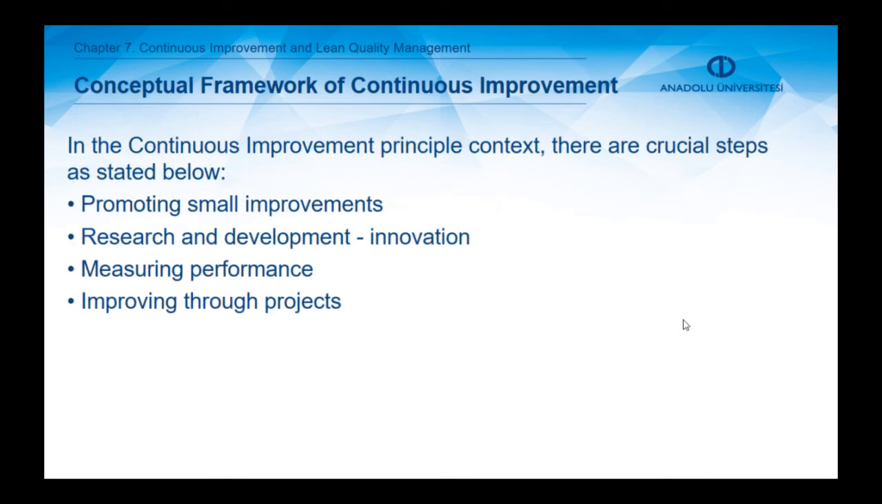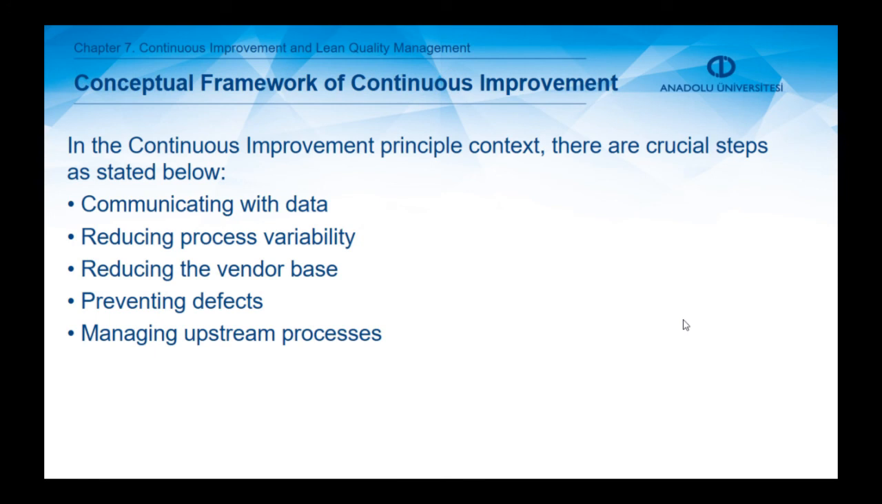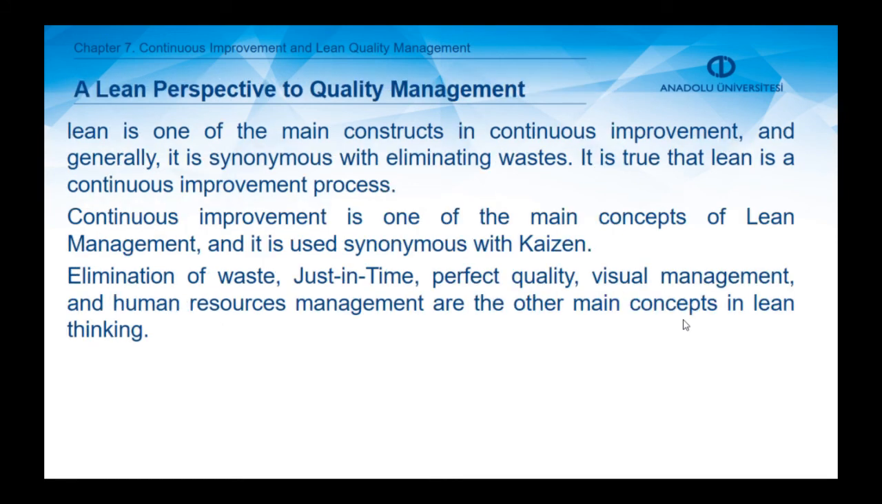There are crucial steps of continuous improvement: promoting small improvements, research and development innovation, measuring performance, improving through projects, communicating with data, reducing process variability, reducing the vendor base, preventing defects, managing upstream processes.